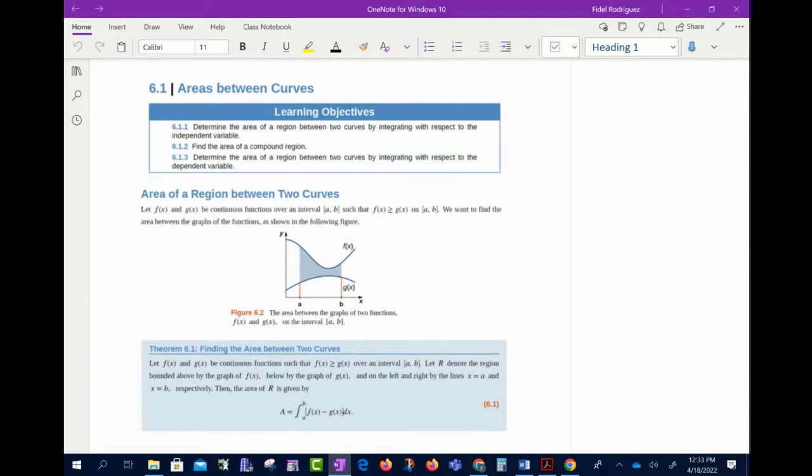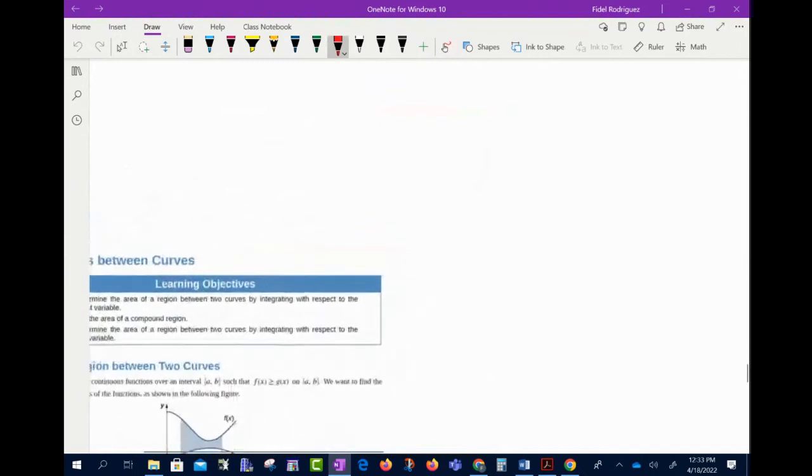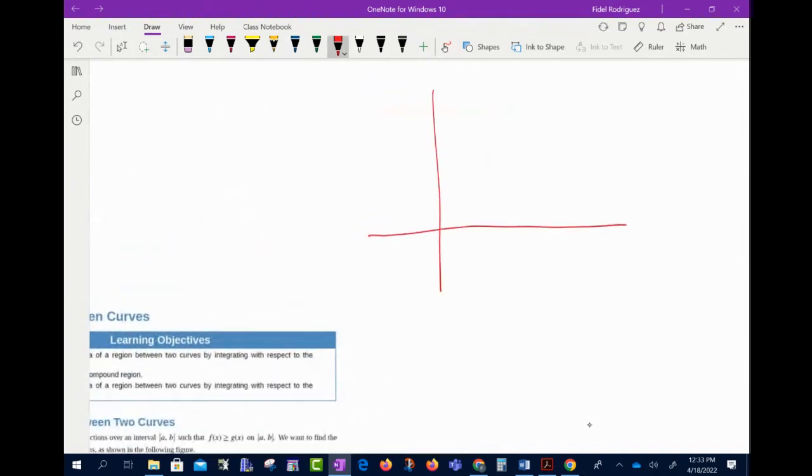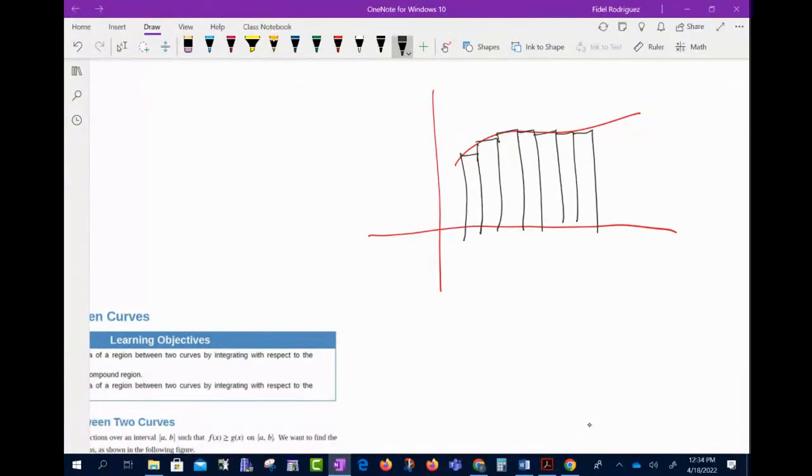When we were doing 5.1 and first starting to talk about integrals, I'm going to do this a little bit on the side here. We had a curve that looked something like this, and we started doing those Riemann sums where we took little rectangles, like that, and so on and so forth. We were finding the areas of each of those rectangles, and that would approximate the area underneath the curve. So when we're finding a definite integral, we are finding the area underneath the curve.